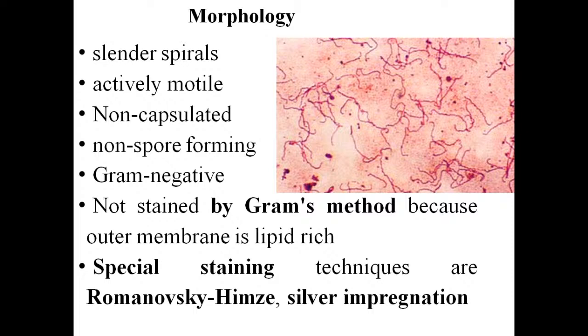If you remember, there is another bacteria that also has lipids in the cell wall. It is Mycobacterium tuberculosis. So Mycobacterium tuberculosis and Treponema pallidum are not stained by Gram's method. This method is not used.